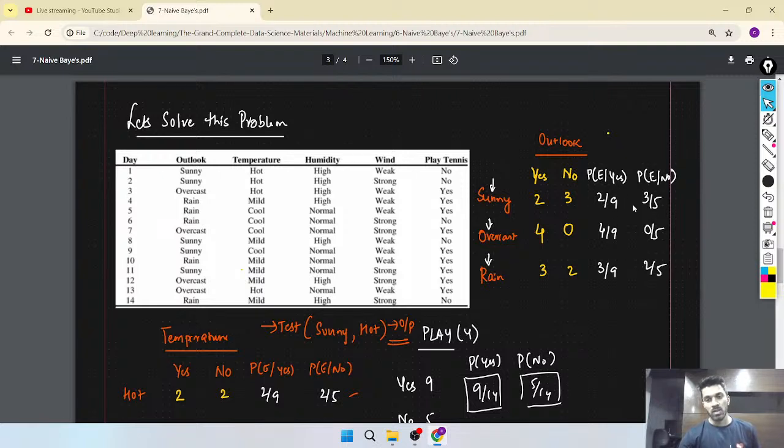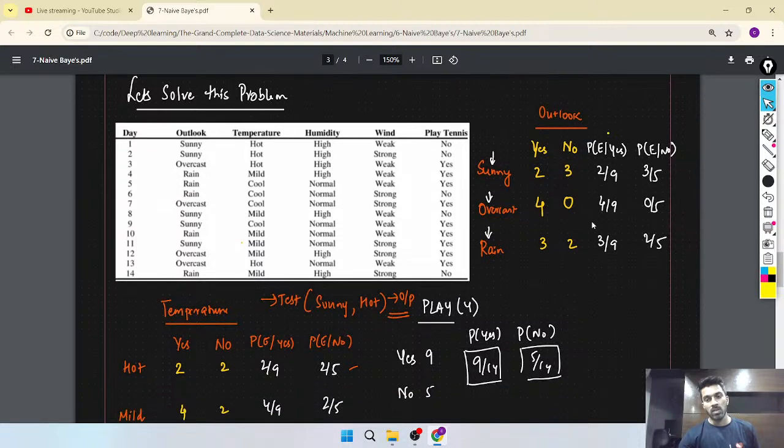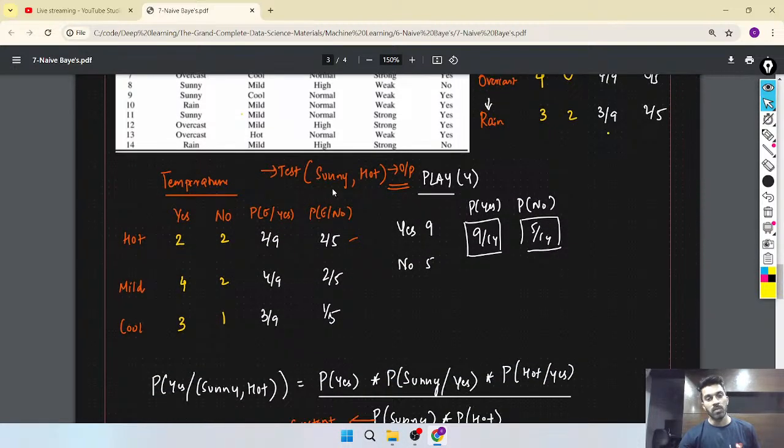You can calculate this by using the Naive Bayes formula. So you will get 2 by 9 as the probability of sunny given yes. How many times is yes? 9. And you will calculate this. And for temperature, you can also calculate all of these probabilities.